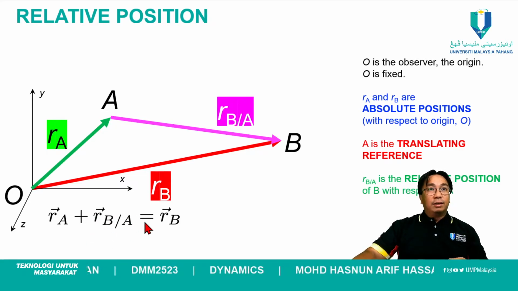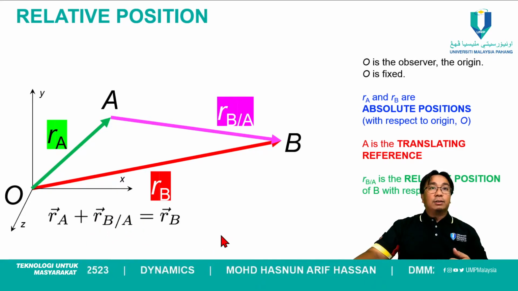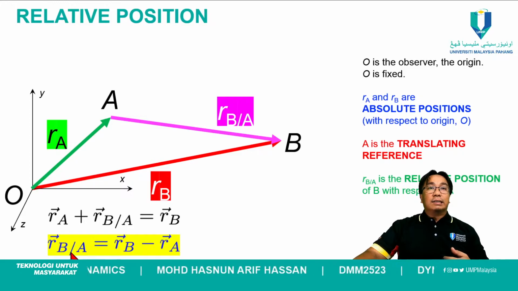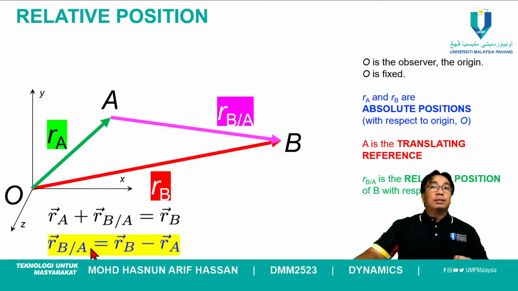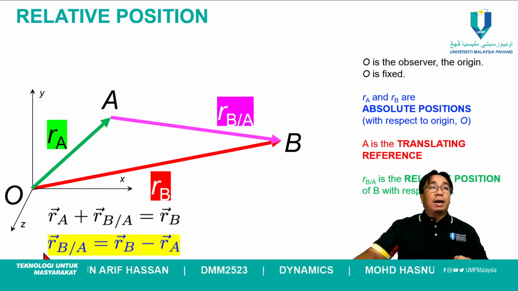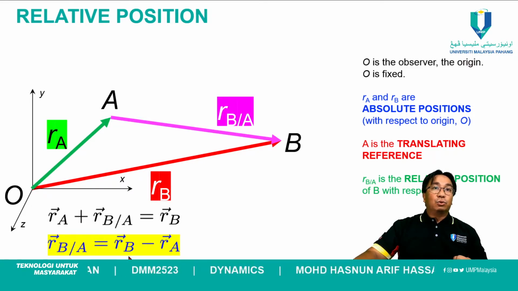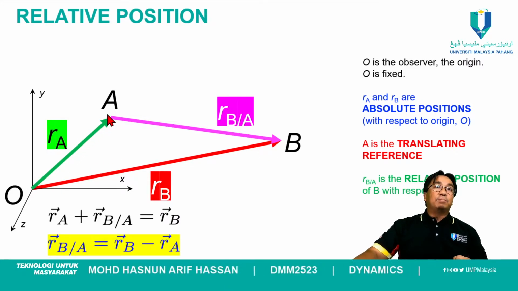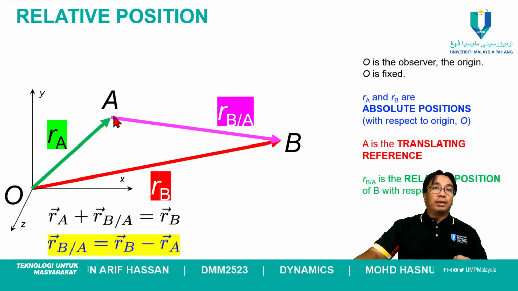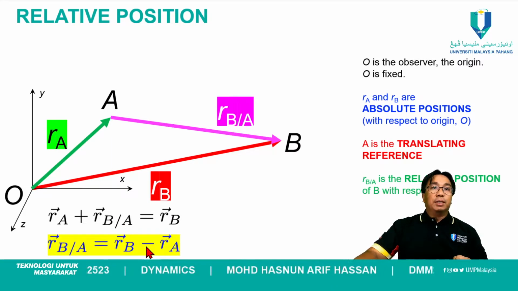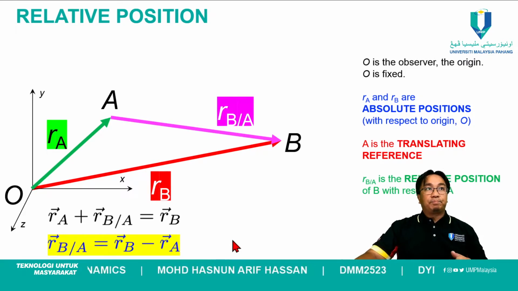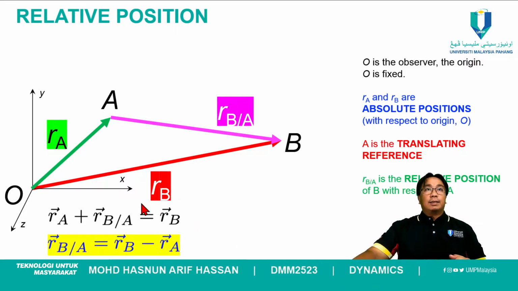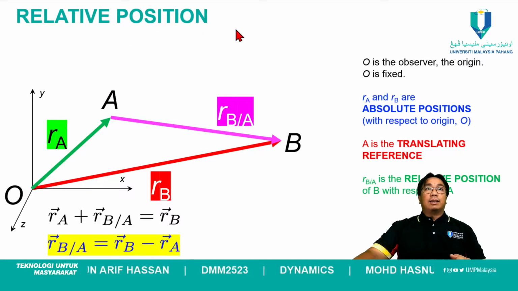Then if we rearrange this equation to find the relative position, you will have RB/A is equal to RB, the absolute position of point B, minus the absolute position of point A. So RB/A is equal to RB minus RA. Okay, that is the relative position.